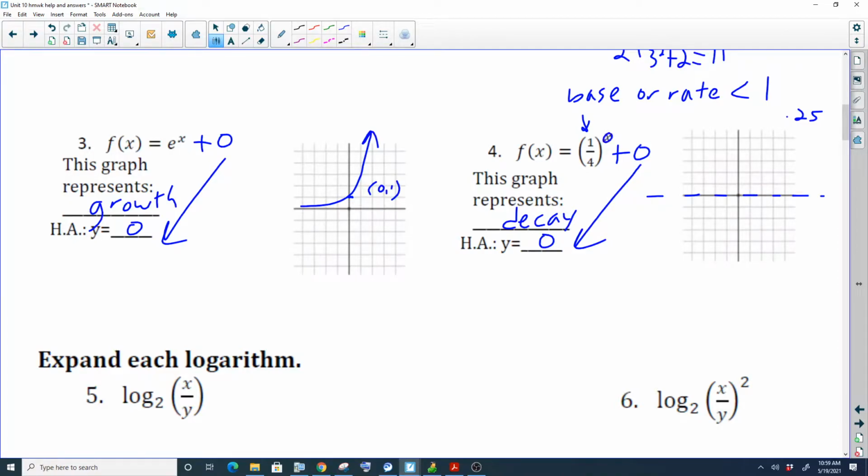So if we plug in a 0 in there, it's going to be 1/4 to the 0 power, which is just 1. There we go. Yeah, just 1. Cool. And if you go a little bit to the left and a little bit to the right using the XY table or using your calculator or decimals, it's going to look like this. Nice.